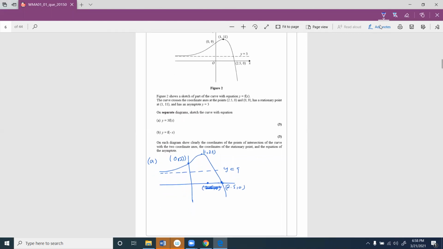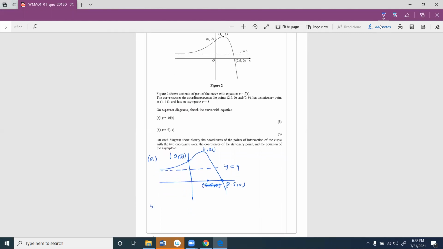Then f(-x). F(-x) means what happened here? In this graph, all the x coordinates are multiplied by minus 1. It's the opposite operation, divide by minus 1. So anyway, you can divide all the x coordinates by minus 1. So you can see y equals 3 doesn't make any impact because it's not x. Right. (0, 9) is also not influenced because 0 divided by minus 1, you get the same thing.